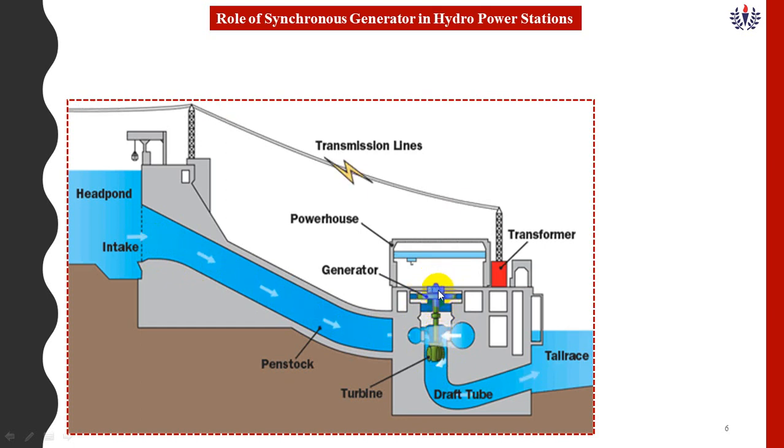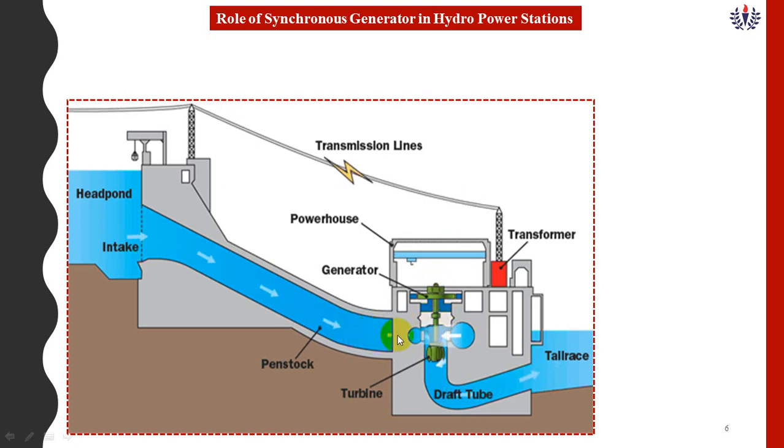This turbine will be coupled with a generator. You see, this is a generator. This generator is nothing but a synchronous generator, an alternator. Both are coupled together. The shaft of this turbine and the shaft of this generator are coupled together. This point is called coupling.